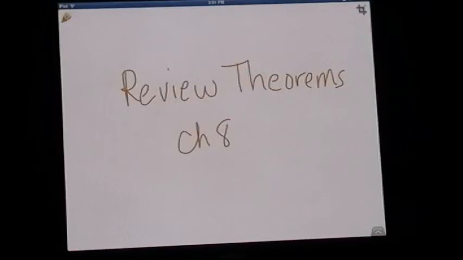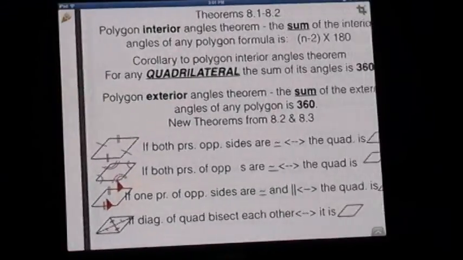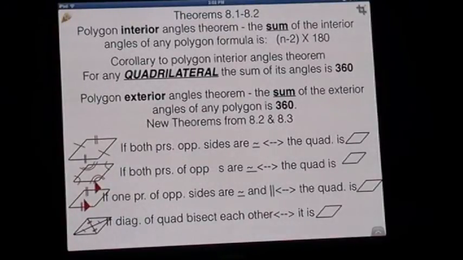For your quizzes and your test, I will not be doing quiz problems or giving answers.